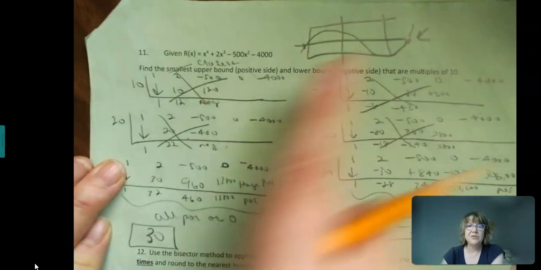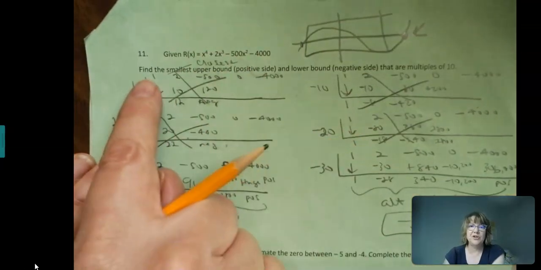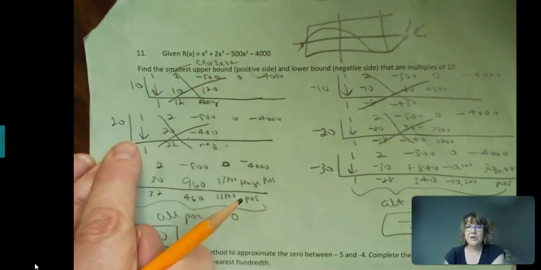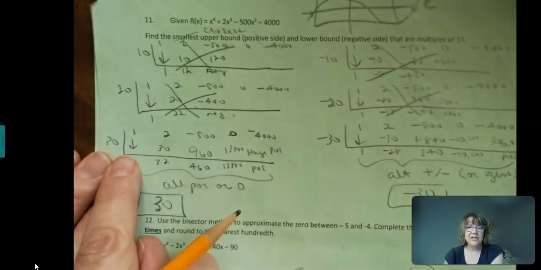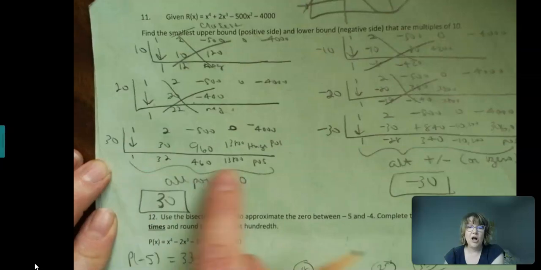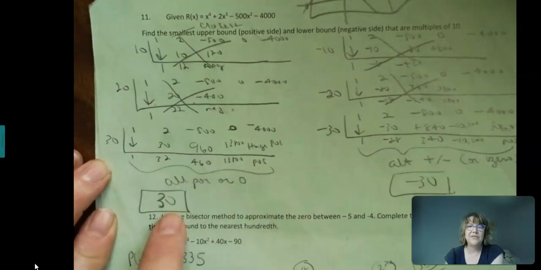So this is where you can do synthetic division. You have to start with the original all the time. So I took the original and I tried 10. I took the original, I tried 20. Took the original and I tried 30. And notice when I do synthetic division with 30, I get all positive or 0 answers. That means you have an upper bound.